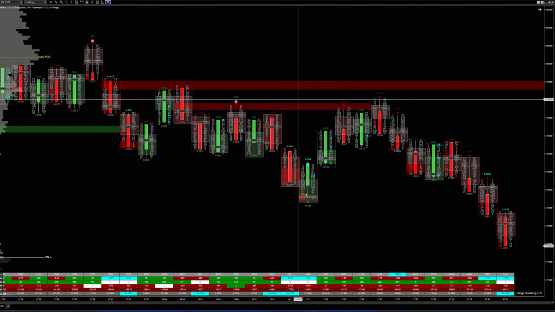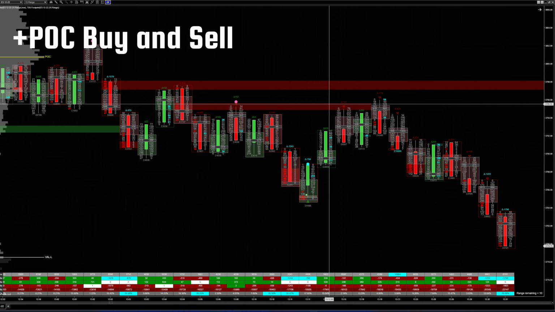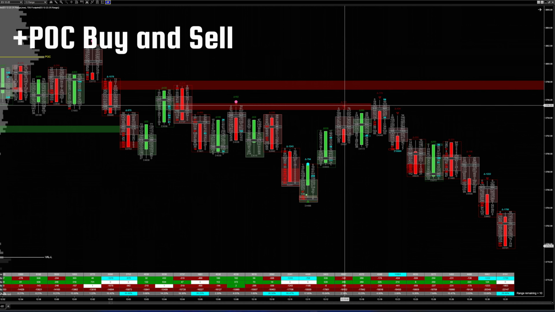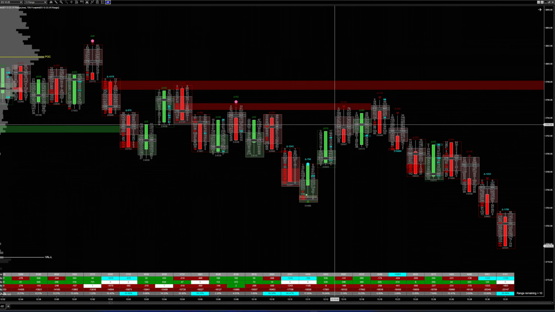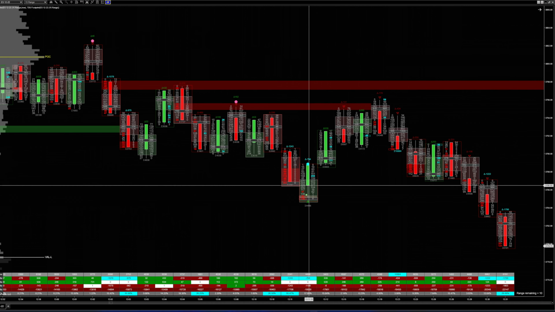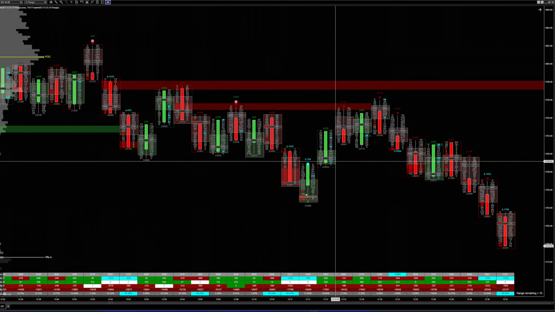So the final part of the footprint that I want to go over is these POC buys and sells. Now in order for these POC buys and sells to form, as you can see, they are triangles. The open of the candle and close of the candle has to close below the POC line. In order for it to be a buy signal, the open of the candle and close of the candle has to be above the POC line, right? And you can see how you can use them in confluence.